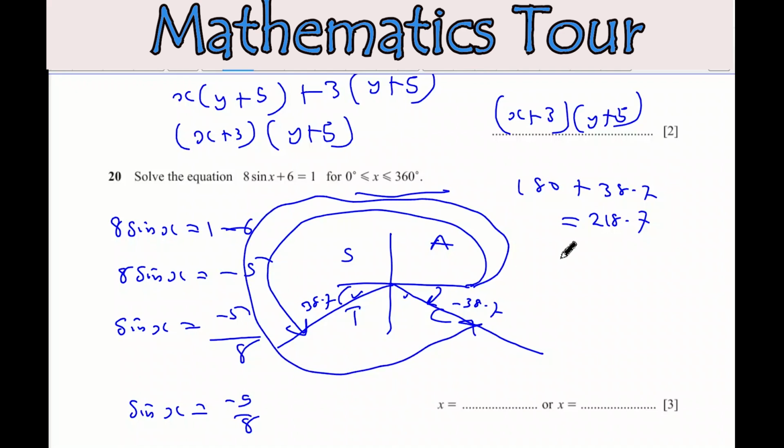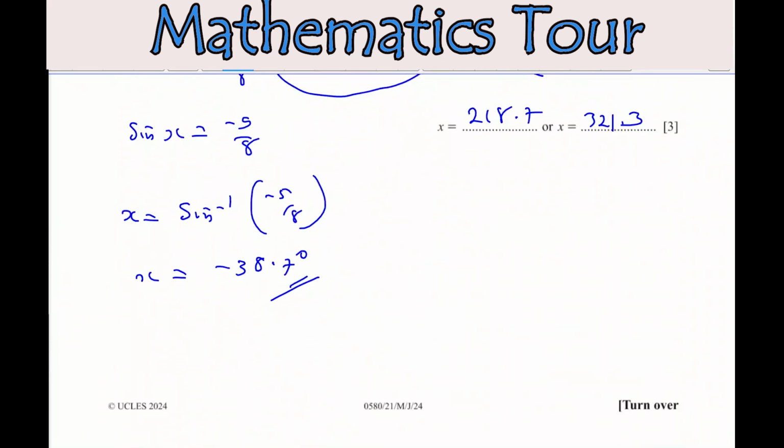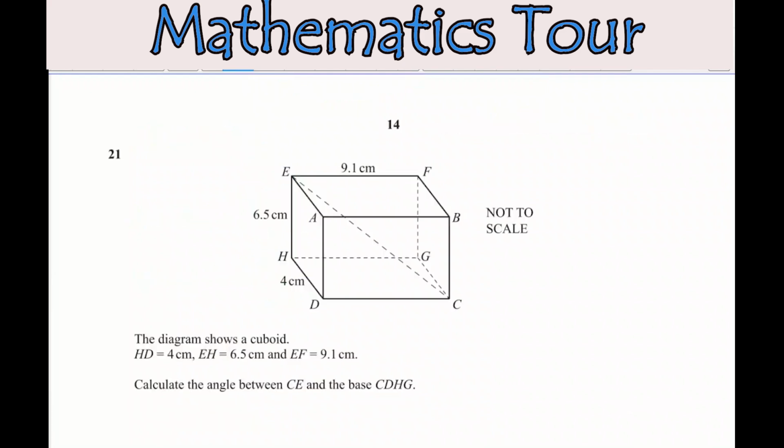Okay, so that will be 360. Sorry, there shouldn't be a negative sign here, just to show the direction of the angle. So it will be 360 minus 38.7. This will give us the second angle, which is 321.3. So these are the two answers, 218.7 and 321.3. Consider these two angles fall in the given range or interval. Okay, so that is pretty straightforward.